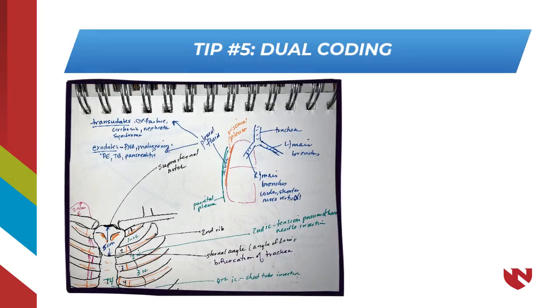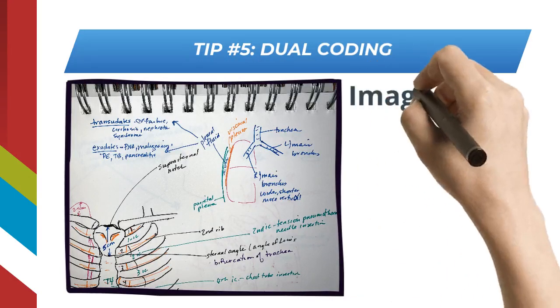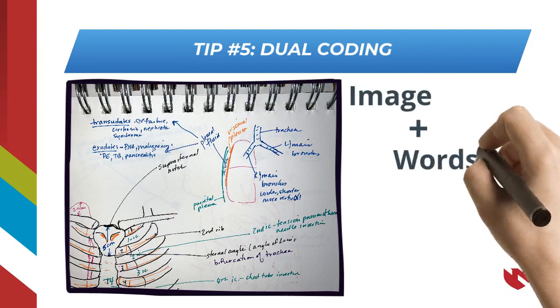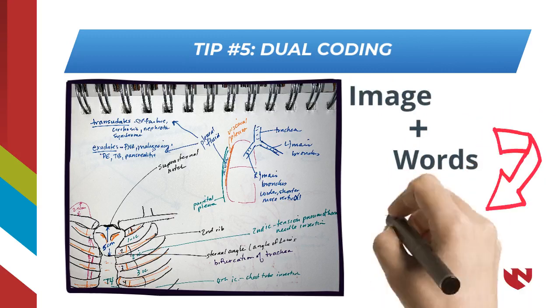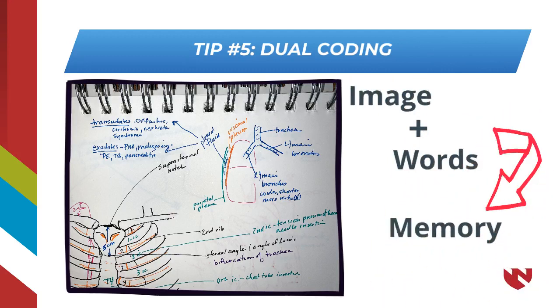Dual coding is tip number 5. As shown in this drawing that I made while I was studying the lungs, both visual and verbal information can be used to represent a concept and are each processed differently. If we process a concept with images and words, either spoken or written, then we increase our chances of remembering.